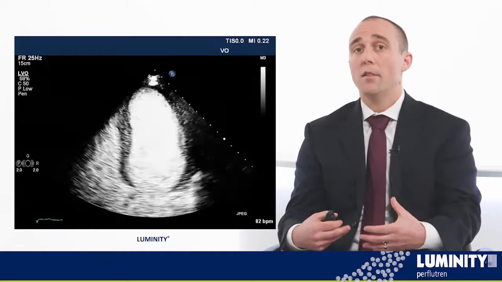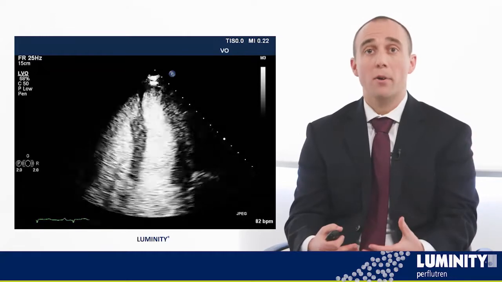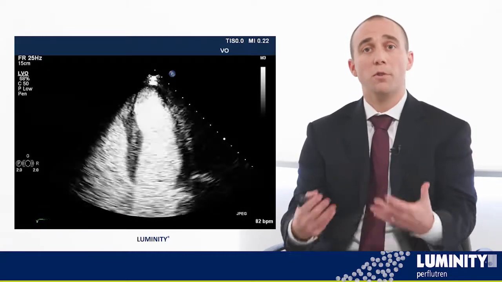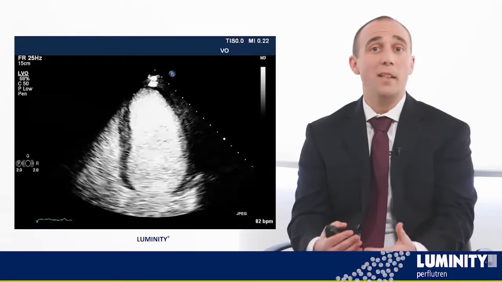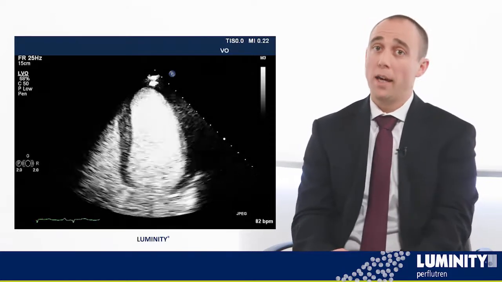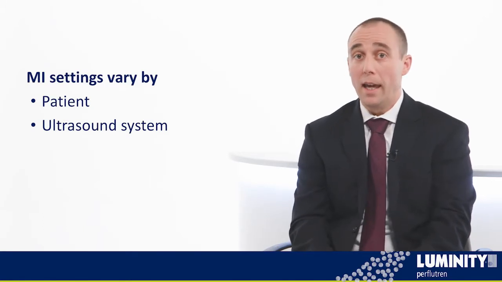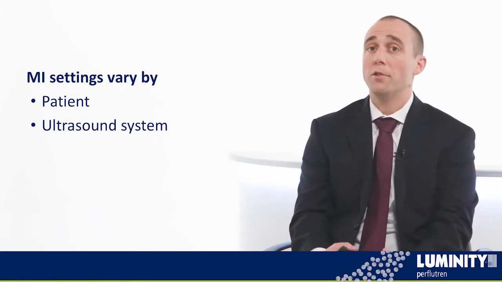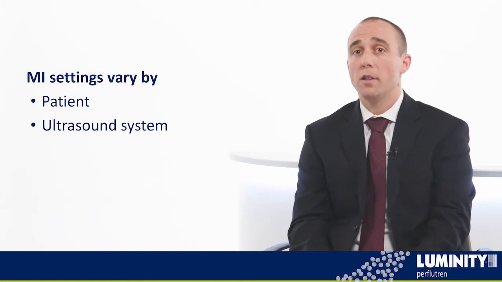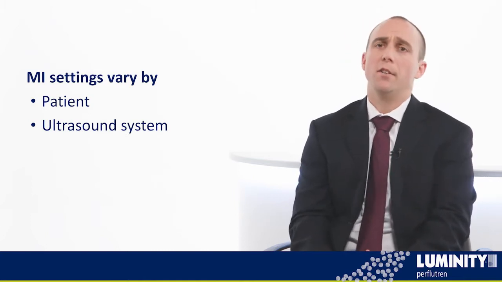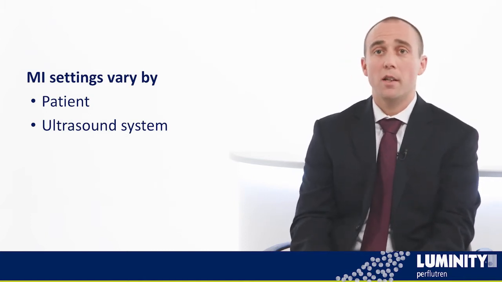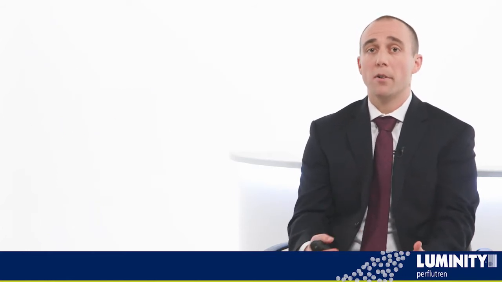So we're not hitting these bubbles at too high of a power because they're not bursting, which we would see with swirling, but the microbubbles are resonating consistently from the base all the way to the apex of the LV. Remember, MI, or mechanical index settings, vary from patient to patient and ultrasound system. Right? Everyone's MI threshold can be different. And it's not necessarily just about how large the patient is, it's about how far sometimes you have to travel when adjusting the power in the MI.